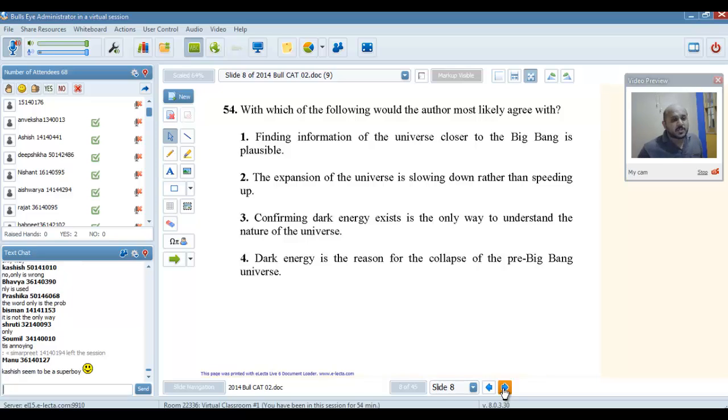Now compare it with option number 1. Finding information of the universe closer to the Big Bang is plausible.